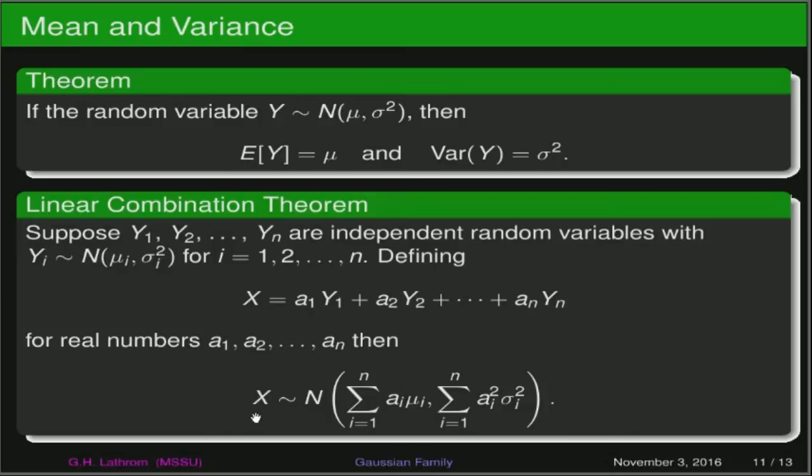So if we have a new random variable x that is the linear combination of those, then this x also has a normal distribution with an expected value which is a linear combination of the expected values for the y sub i's, and a linear combination, with the squares of our coefficients, of the variances of our y sub i's.